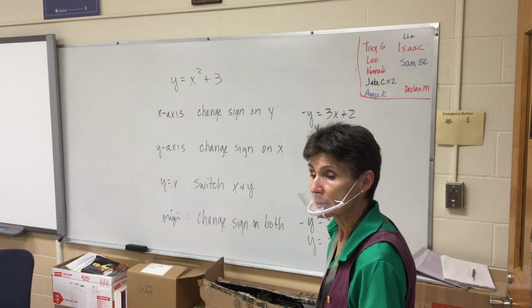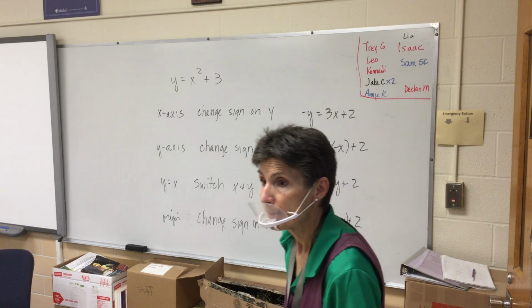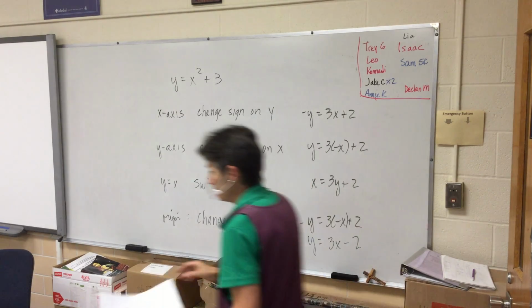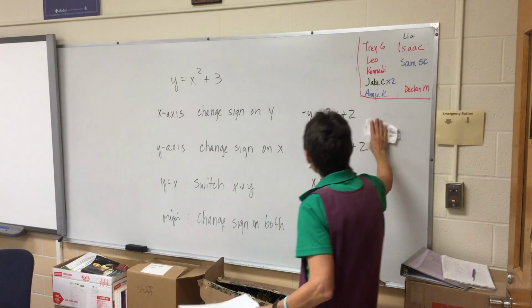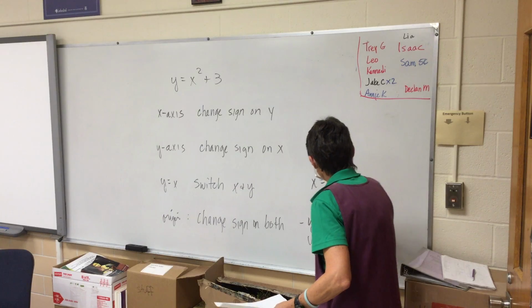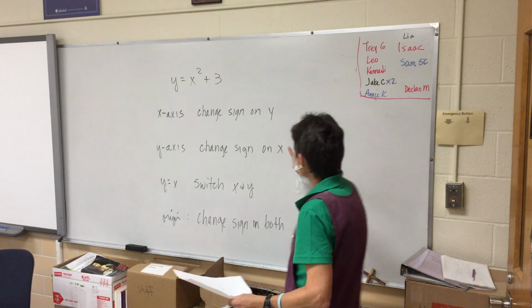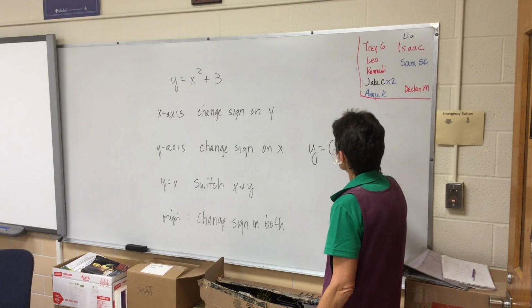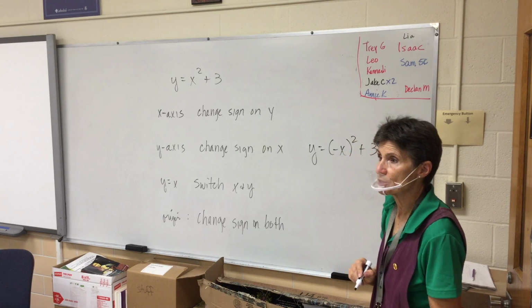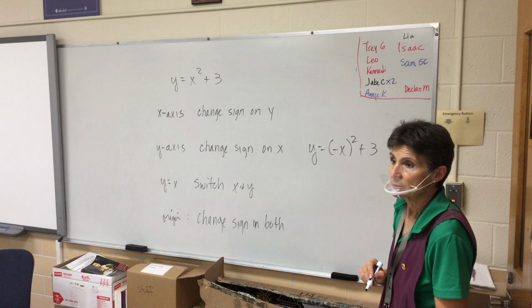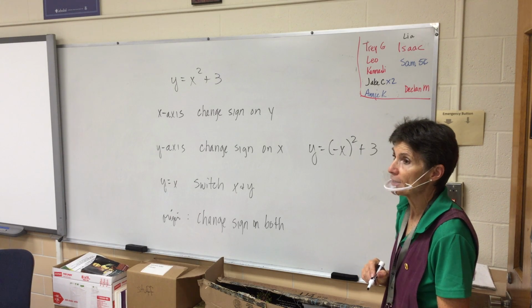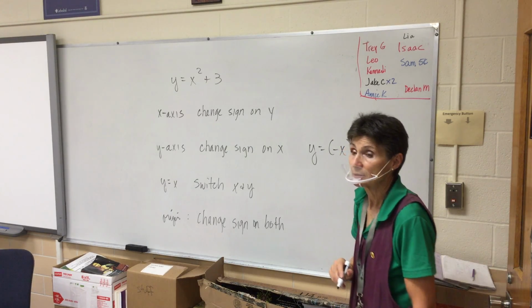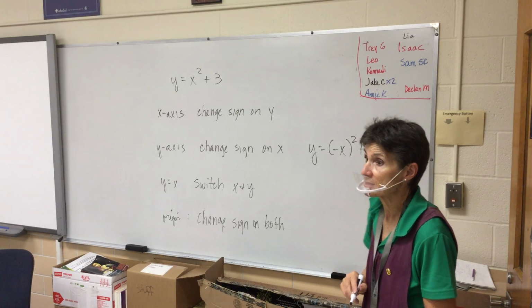Yeah, Liz? When will it ever be equal for y equals x? Let's finish this problem. Did you find any symmetries for this problem? It definitely has one. What happens if you change the sign on x? I didn't change the sign on x squared. I changed the sign on x. So that means negative x squared. So that one has y-axis symmetry.